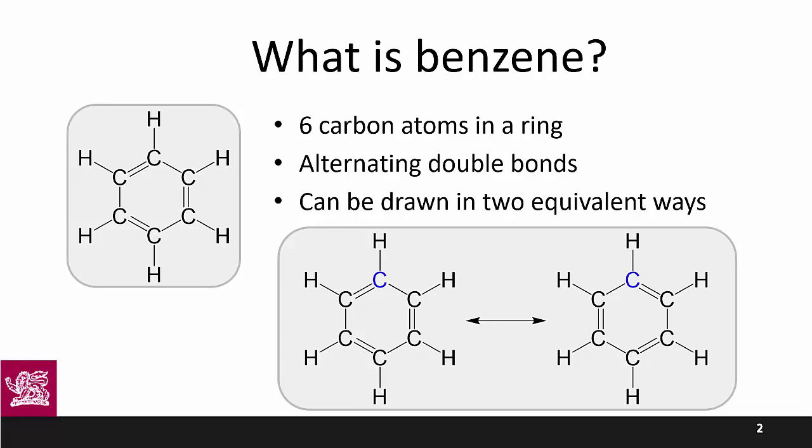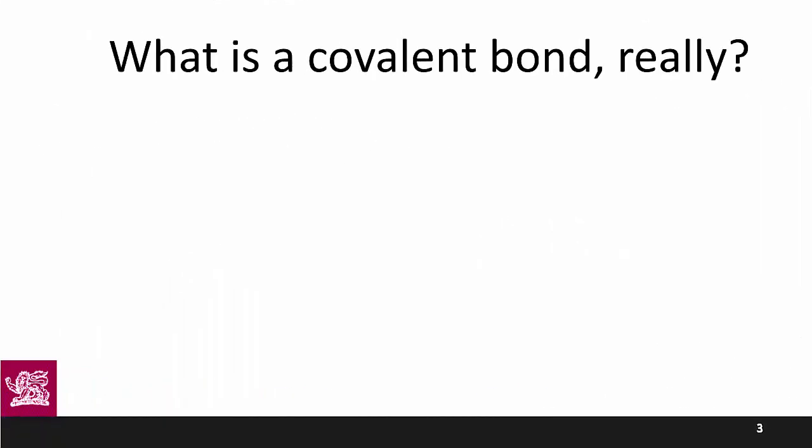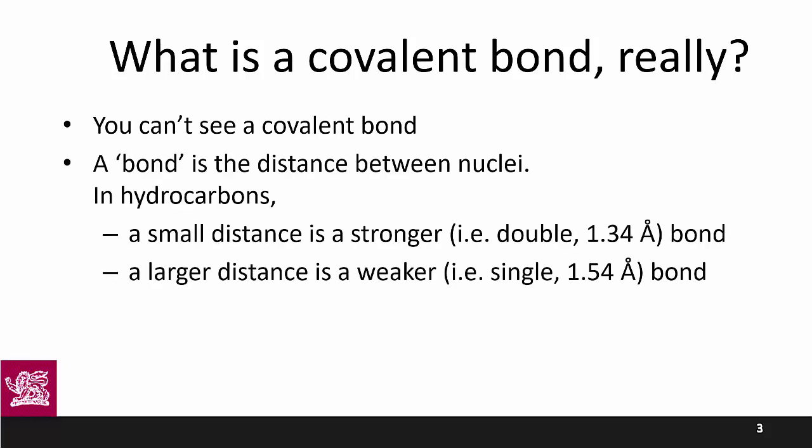Now we're going to talk a little bit more about the implications of those 2 structures, but in essence it's going to add some stability to the compound. So the question remains, what actually is a covalent bond? Well, you can't see a covalent bond, nor could you touch one. Covalent bonds are simply the distance between 2 nuclei.